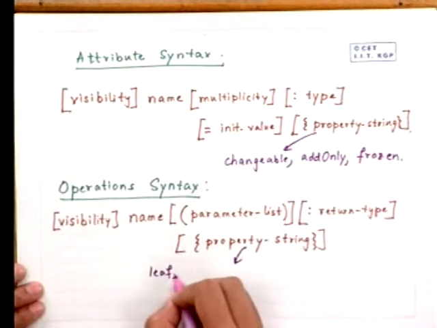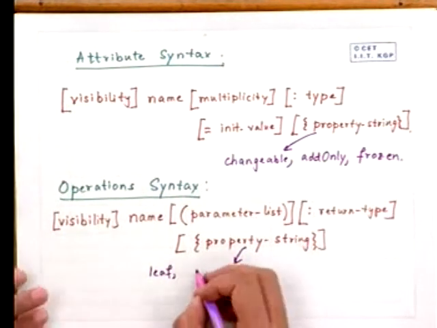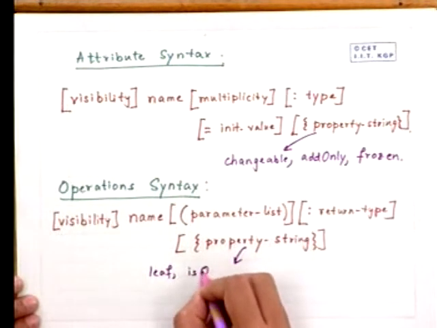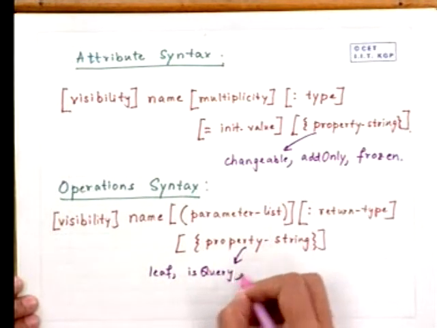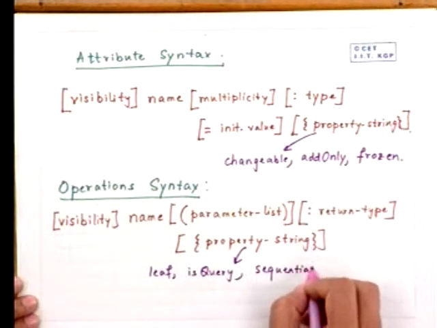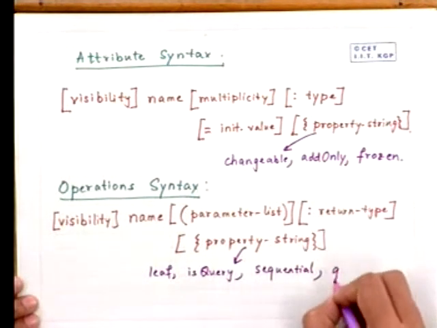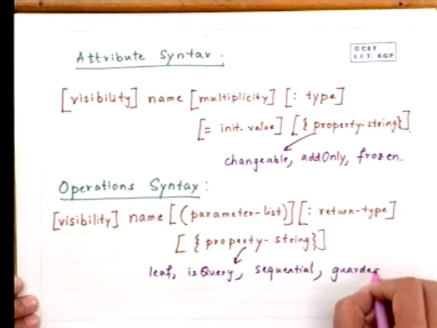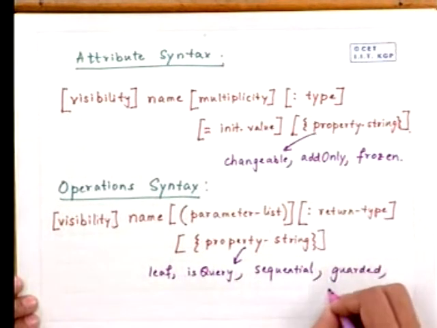leaf, is query, sequential, guarded, or concurrent.